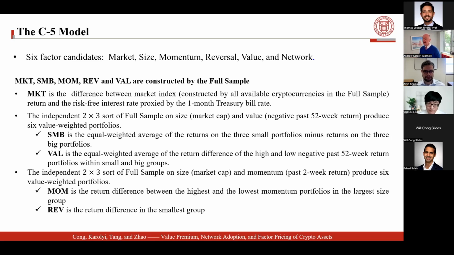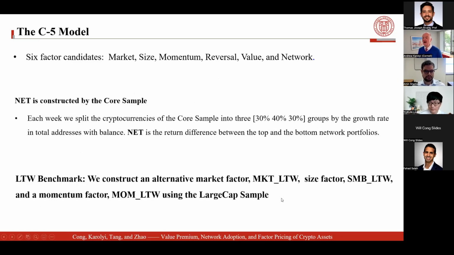Those ones we can build off the full sample of the 4,000 clean data, because they don't rely on any networking. The same with the market cap momentum one. We do the same kind of 2x3 to get the momentum. Because there's a reversal in the smallest cap group, we let Rev, what we call a reversal factor, come and play in the mix and see how it delivers as a descriptor. And then net is constructed just from the core sample, because it can only be built from the core sample.